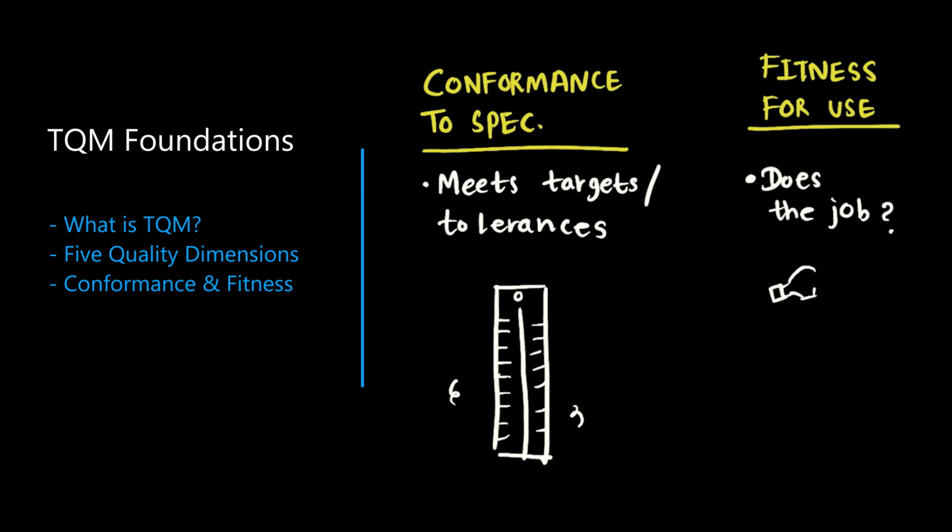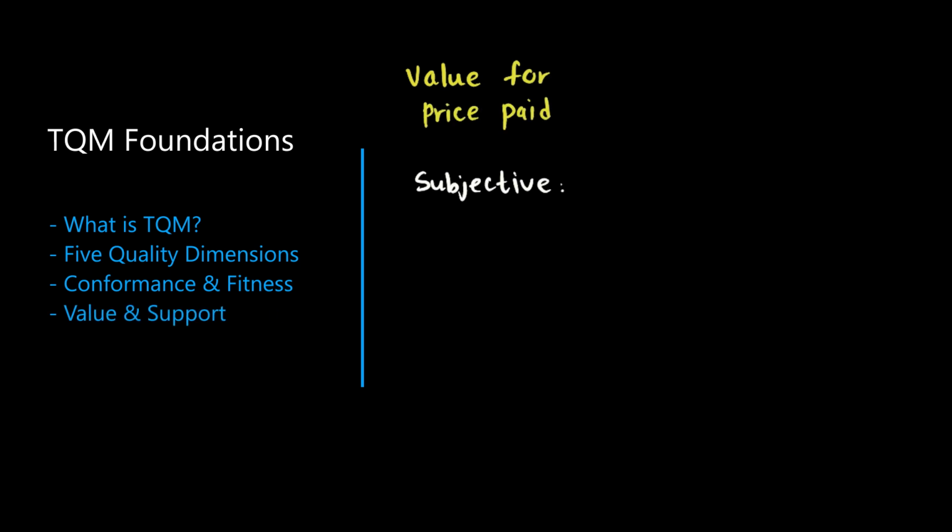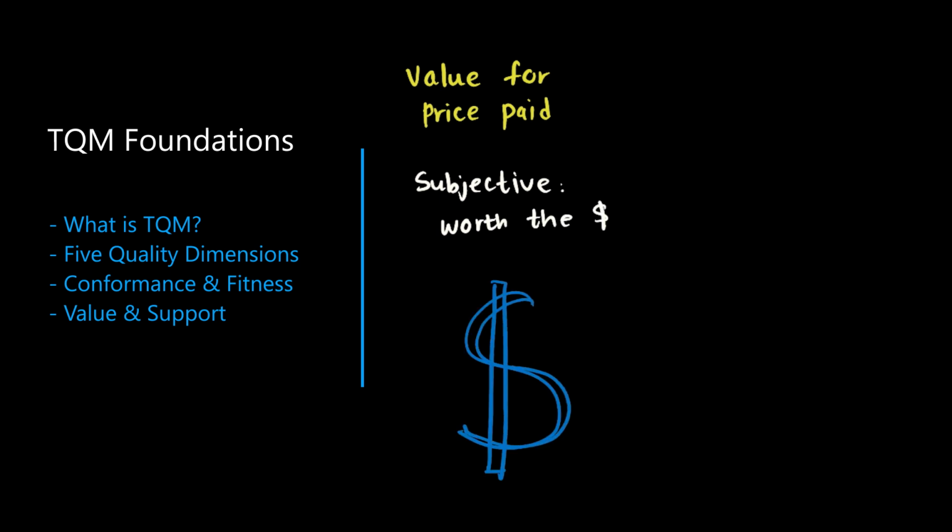A cheap $5 hammer from a discount store and a $50 professional hammer are both fit for the use of hammering a nail, but they are designed for different users and levels of use. Third, value for price paid is purely subjective and resides in the customer's mind. A student might find a $1 pen that writes smoothly to be a high-value, high-quality product, while a business executive might feel a $100 pen offers better value due to its feel and professional appearance.